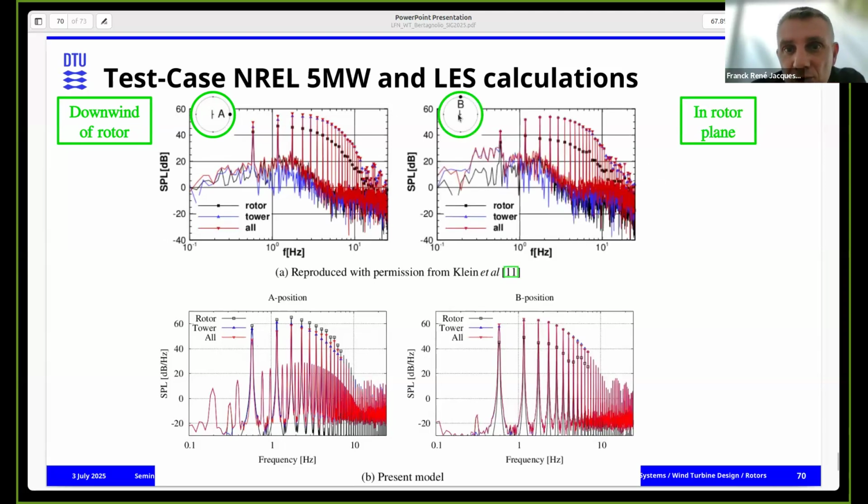But if we look at a point which is on the rotor plane, then that's what we find, that actually the tower is dominant in our case, and it's the case as well in the LES calculation, I think. Actually, no, here they are equivalent. So yeah, there are some differences.